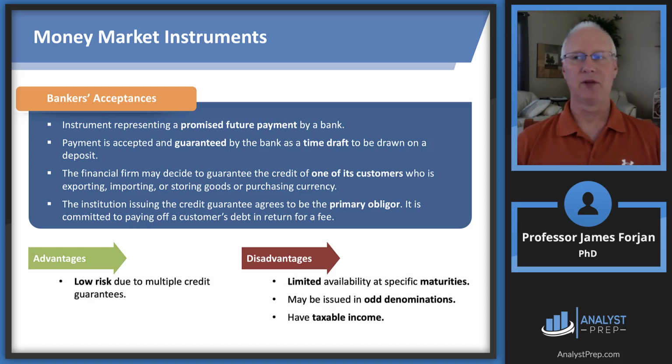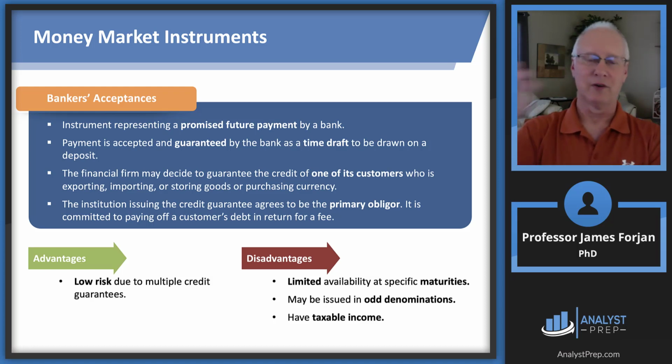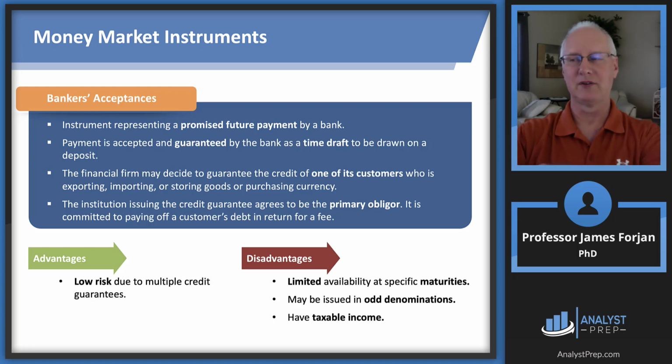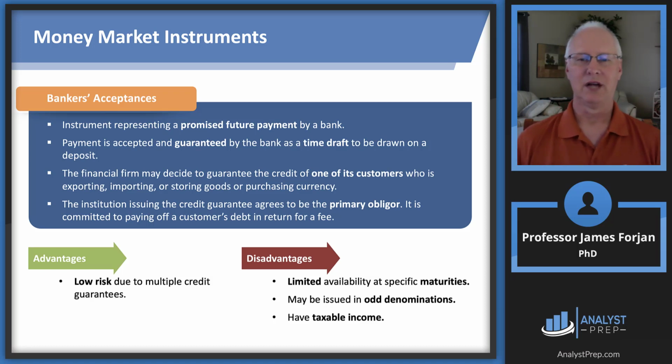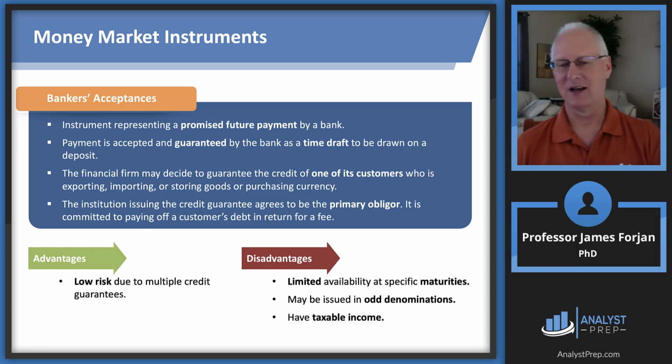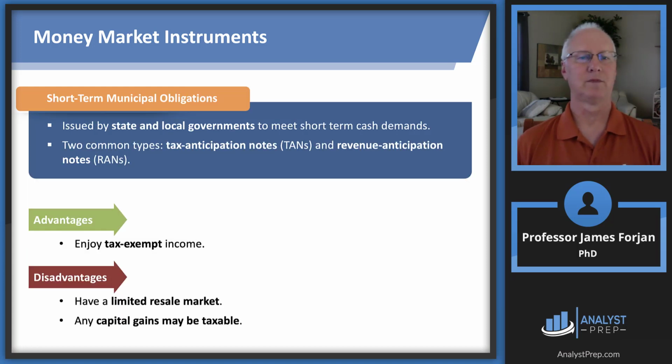So if I'm here in Pennsylvania and I want to buy chocolate that's made in Germany, I have to go to a bank and say, okay, I'm buying, let me make this up, 1,000 pounds of chocolate, whatever that is, for a certain number of euros. So the banker's acceptance is tailored to that particular trade. And so it's not standardized. So that's pretty much the disadvantage. Limited availability at maturities, odd denominations, not odd because I'm odd, but odd because it's not standardized, and of course taxable.